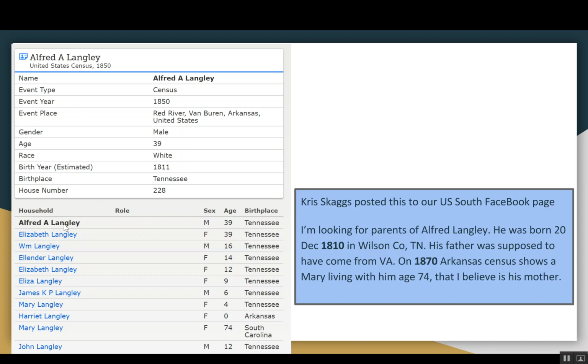But we've got Alfred A. Langley and his wife, and Chris told me that that was his wife. And then we've got 7 children here. And then here is this Mary Langley, 74 years old. And look, she is born in South Carolina.